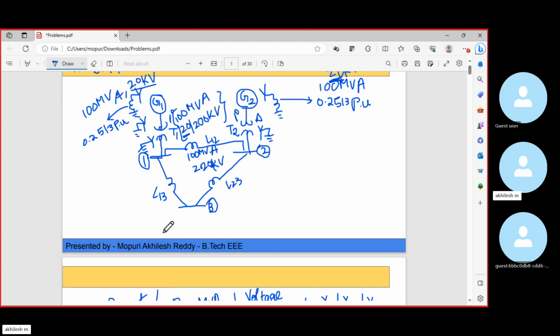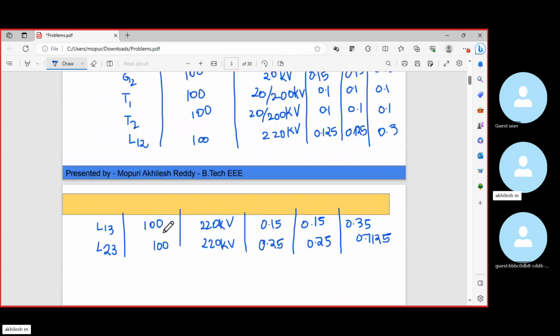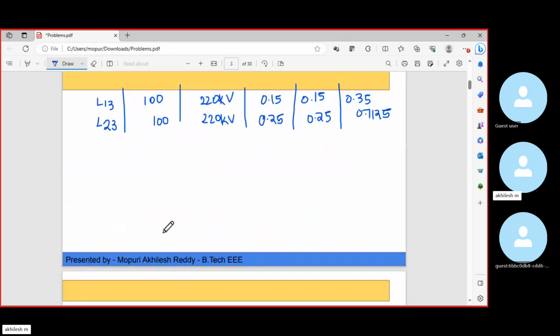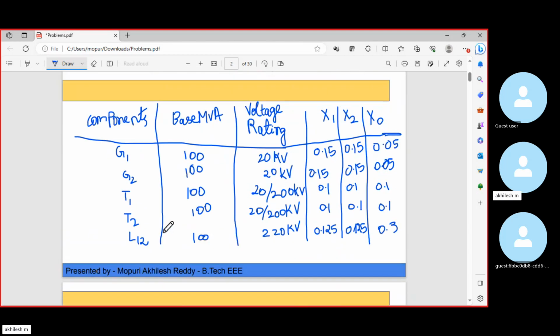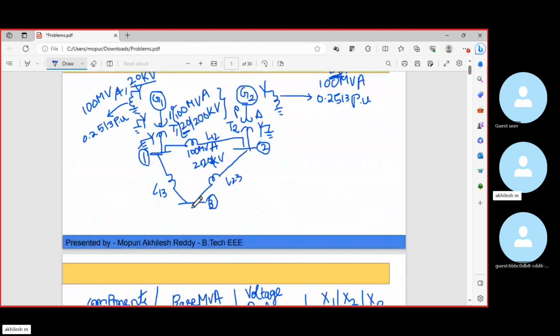This is the given information. The generators here are running at no load at the rated voltage and frequency with EMFs in phase. There is no load if you observe here. Now the question is, a three-phase fault has occurred at bus bar 3. Where is bus bar 3? Here. Here there is a fault. This is the fault point.